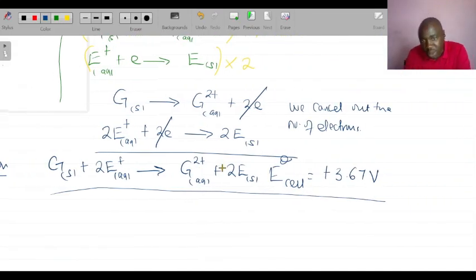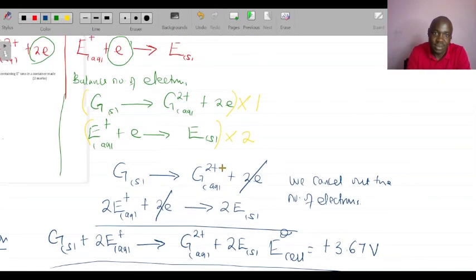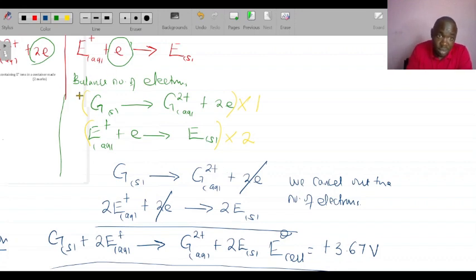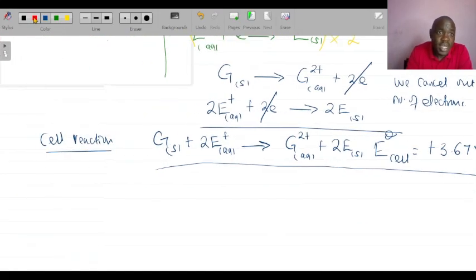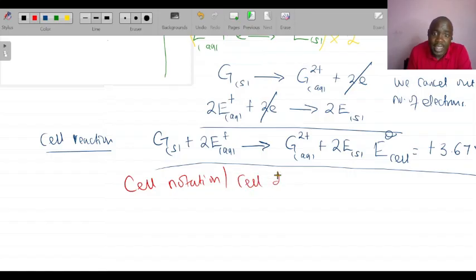So the most important bit is to always ensure, whenever you are writing the half equations, that the number of electrons must always balance. So here, we must always balance the number of electrons. This question can also be asked in another way, whereby you may be told to write what we call the cell notation, or what we call a cell diagram.